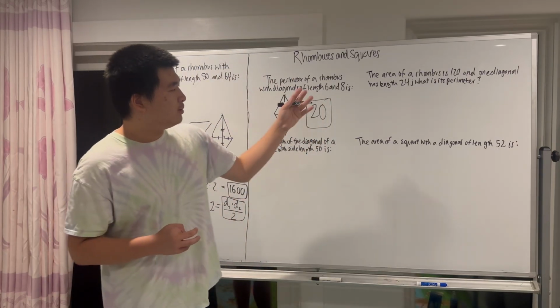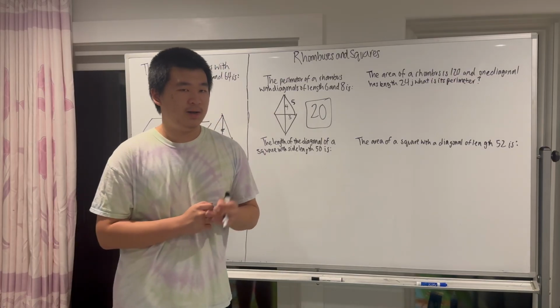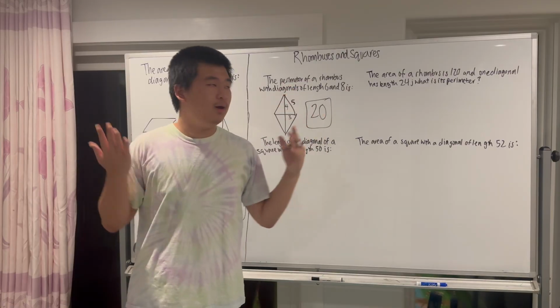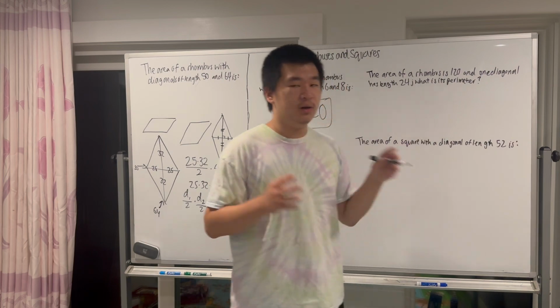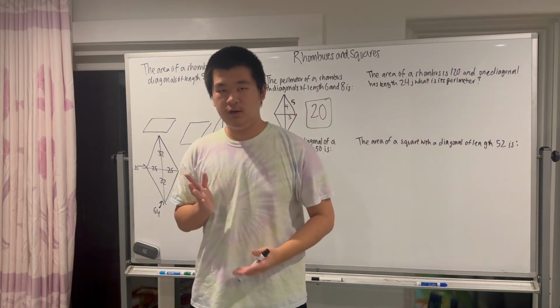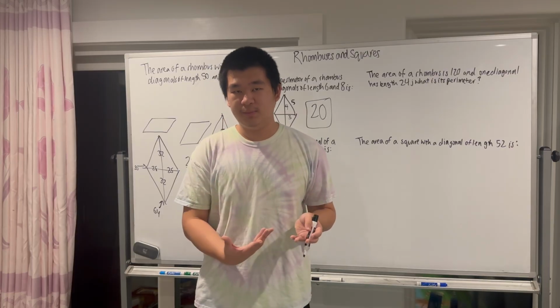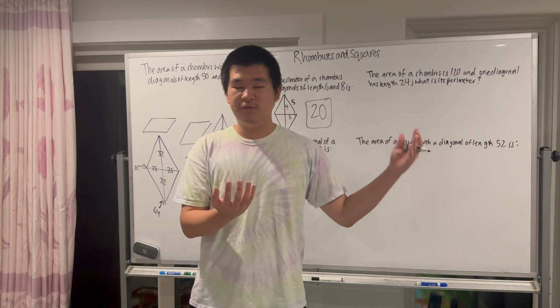Now, similarly, we have that the area of a rhombus is 120 and one diagonal has length 24. And now they want us to find the perimeter. So this is kind of combining these two problems behind me. Here, when you see the area of a rhombus and one diagonal, you should immediately think about what's the other diagonal, because the area is made by finding the two diagonals, multiplying them together and dividing by 2.